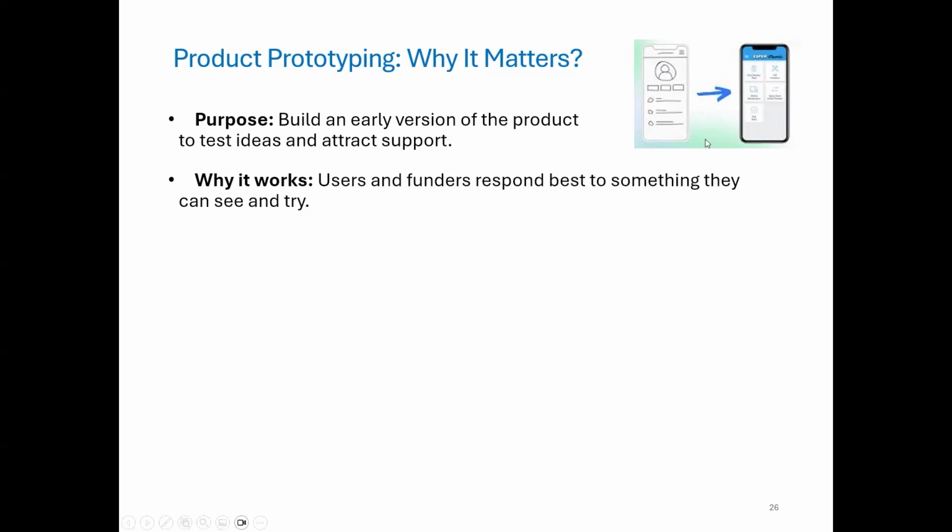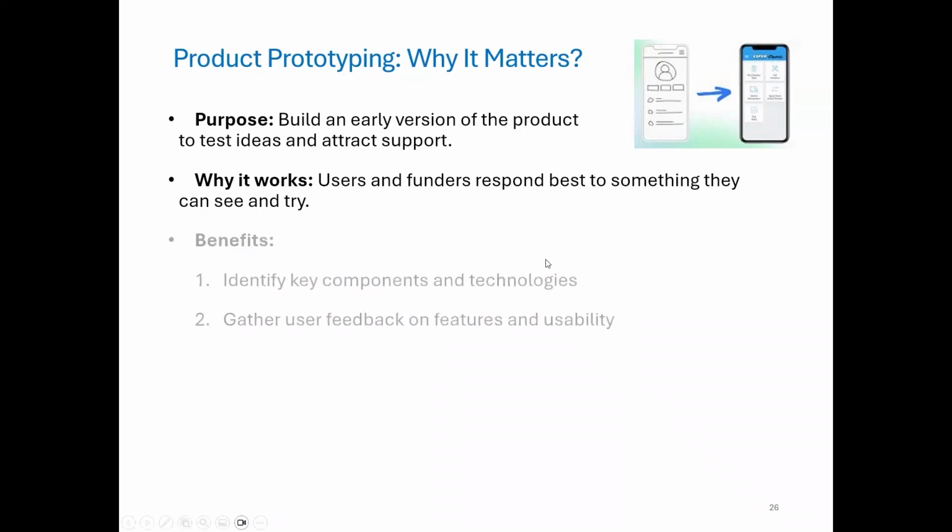Here is a simple example of prototyping. For example, for a mobile application, we can just show how each page or each part of the application can work. We might have some tabs, some text, some images. It gives the user more ideas of how the application could be, rather than just finishing the application and then showing the final result, which might not answer all the users' requirements. The benefits are identifying key components and technologies, and gathering user feedback on features and usability.